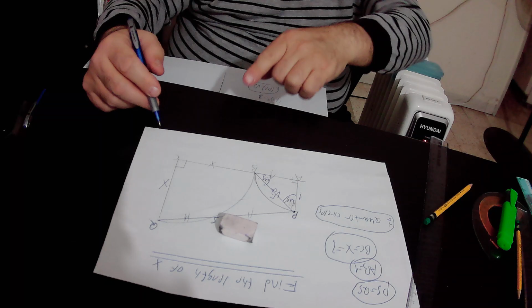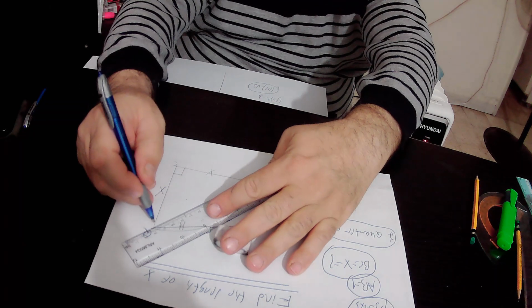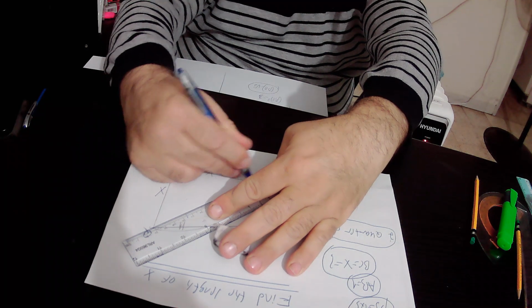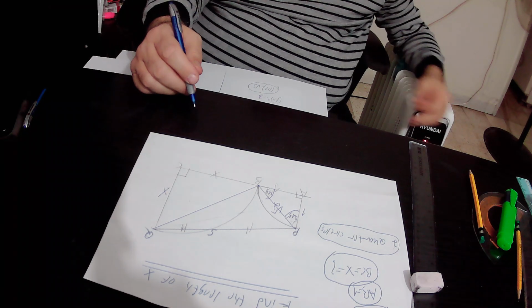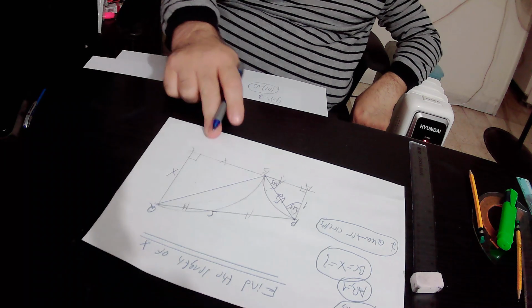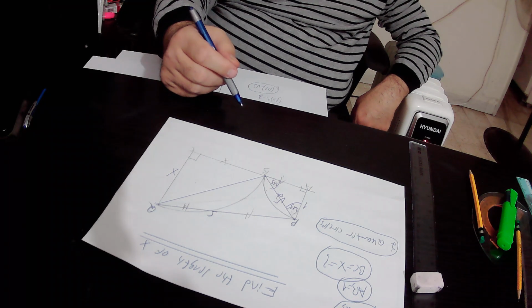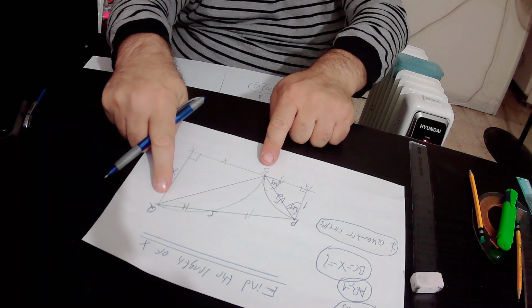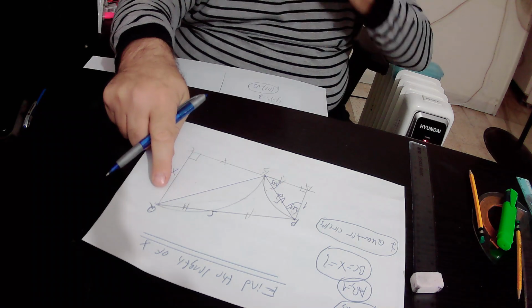In the next step, we'll join points Q and B together by a straight line. If we repeat the same process in the right angle triangle QCB, we will find that those two angles are both equal to 45 degrees.